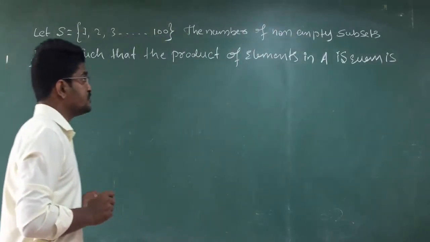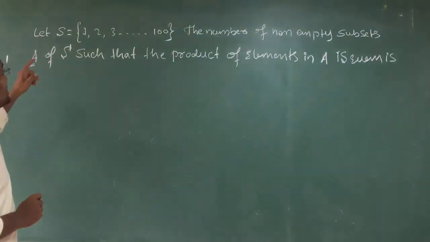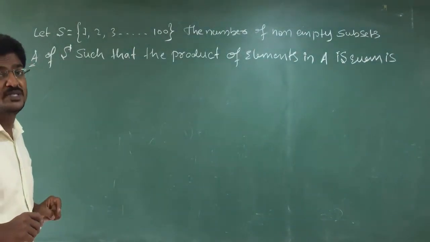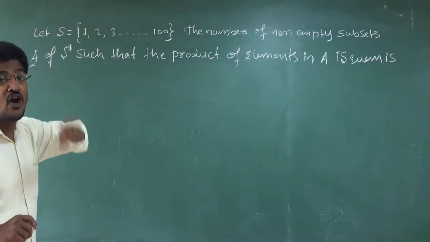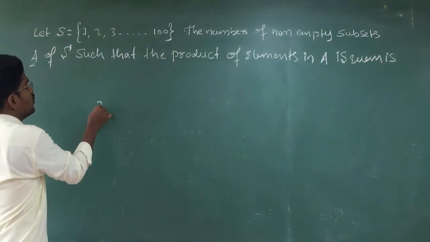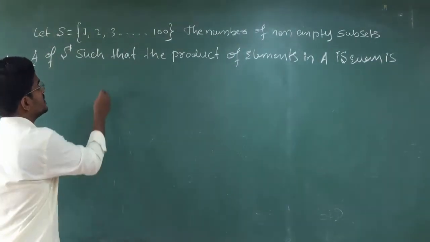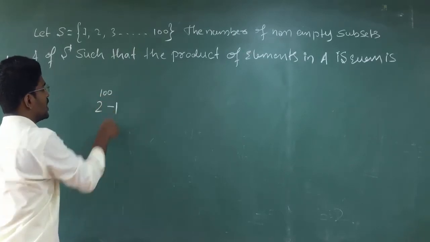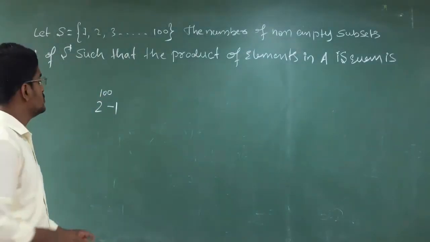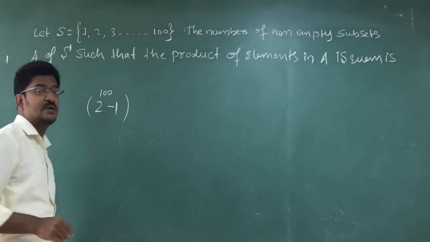Clear? Okay. So first let us calculate the total number of subsets of set S which are non-empty, which is given by 2 to the power of n minus 1. N is 100, so 2 to the power of 100 minus 1. Clear? So this is the total number of subsets.